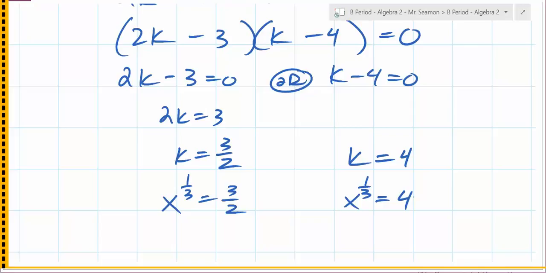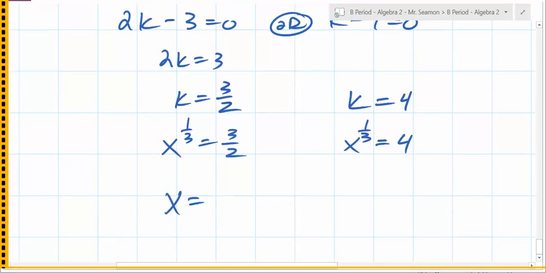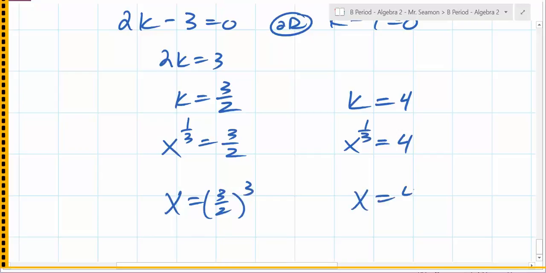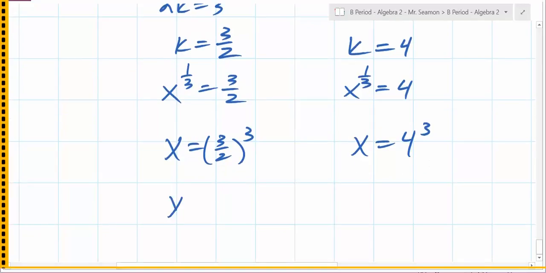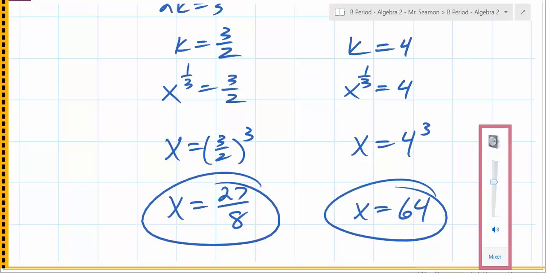How do you get rid of a cube root? You raise it to the 3rd power. So what is x going to be here? 3 over 2 to the what power? 3. x equals 4 to the 3rd. So it's x equals what? 27 over 8, or x is equal to 64. Boom. Same amount of work.